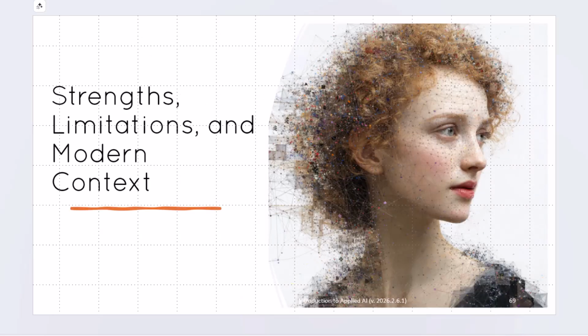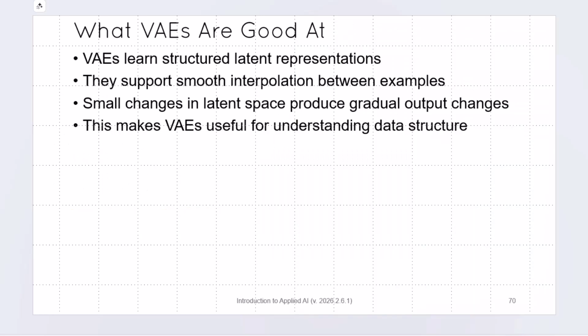So, strengths, limitations, and modern context. What are VAEs good at? VAEs learn structured latent representations. They support smooth interpolation between examples. Small changes in latent space produce gradual output changes, and this makes VAEs useful for understanding data structure.